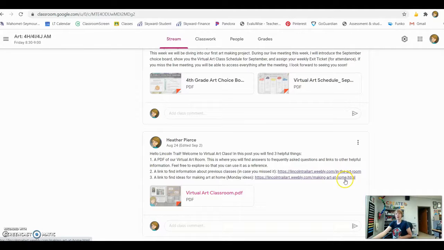The other one is making art at home. So you will not have any additional instruction on Mondays in art class. But if you are at home and get all your schoolwork done and are looking for ways to stay engaged in art making, there are lots of different ideas that you can do. You can obviously work on your project for class, but you don't have to. We will have class time for that as well.